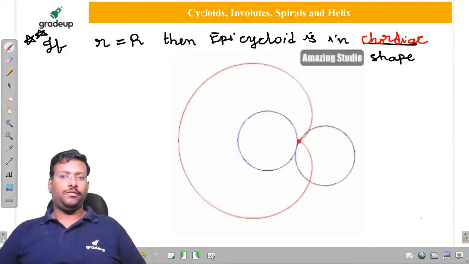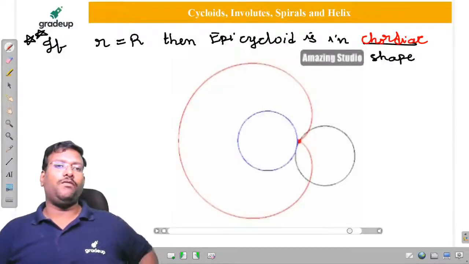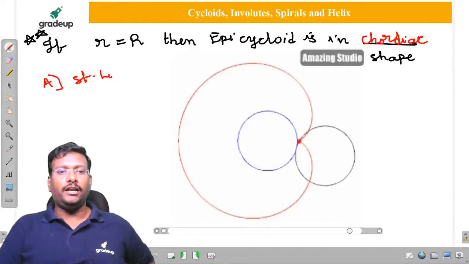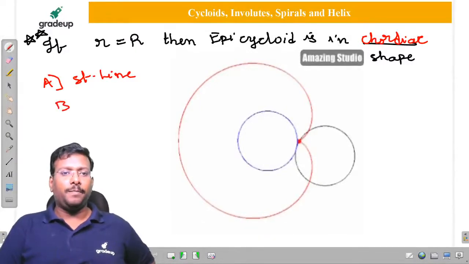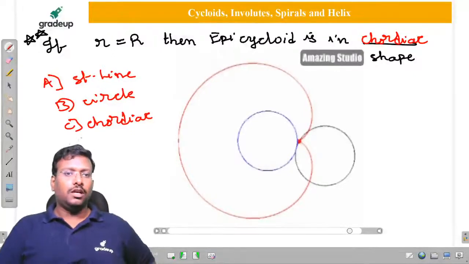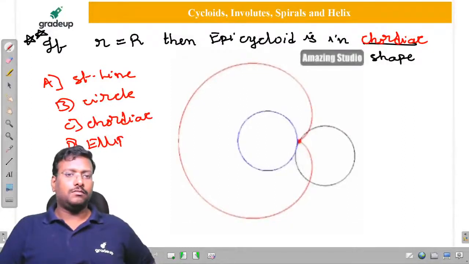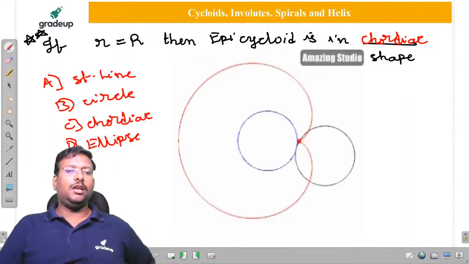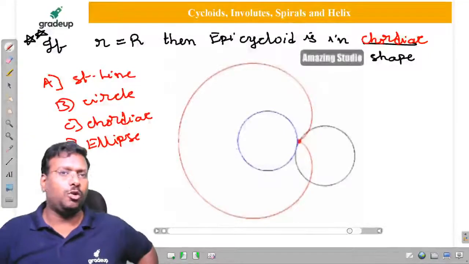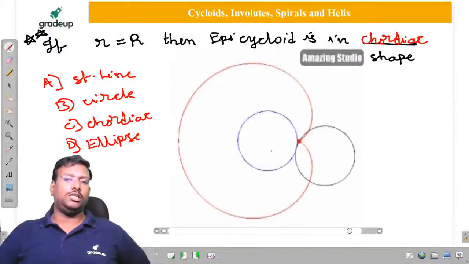cardioid shape. So this is one of the important ones, my dear friends. They will give options like A, straight line, B, circle, C, cardioid, D, ellipse. These are important. Don't miss this. One of the important elements is this. So automatically theta is equal to 360.